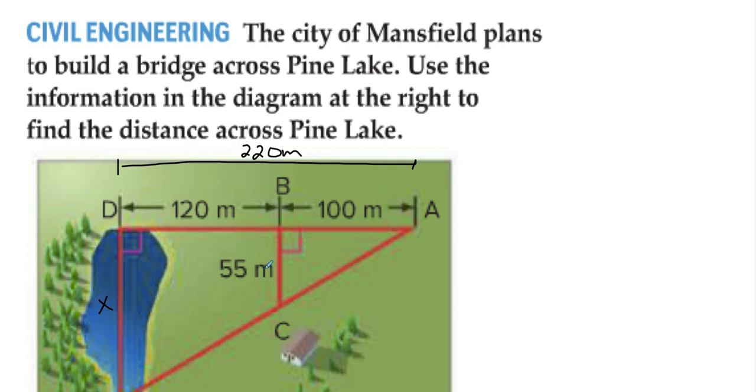So let's do little triangle to big triangle. Whenever you're setting up your proportions, if you're doing little to big for one proportion, you have to do little to big for the second one. It has to be consistent, otherwise it will be incorrect.